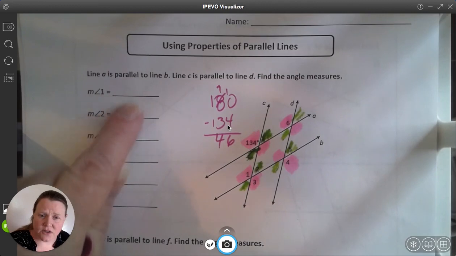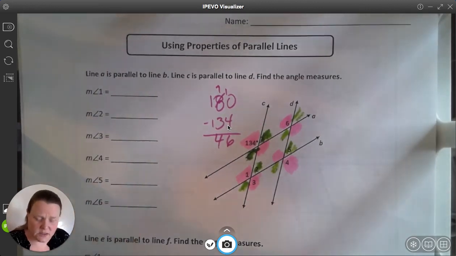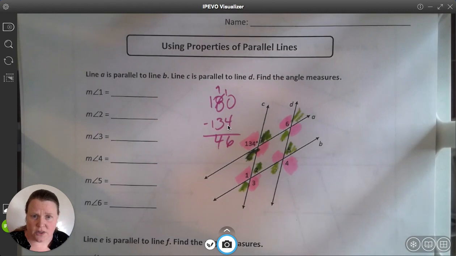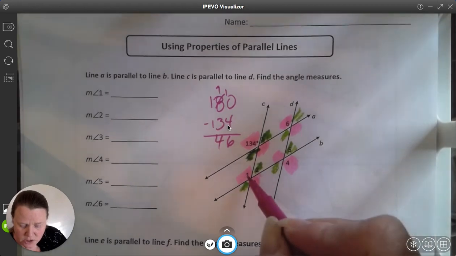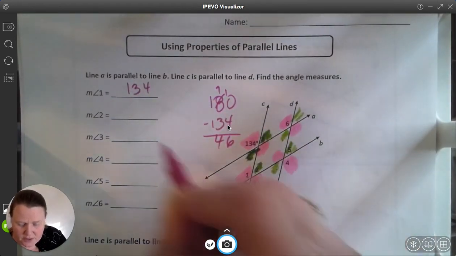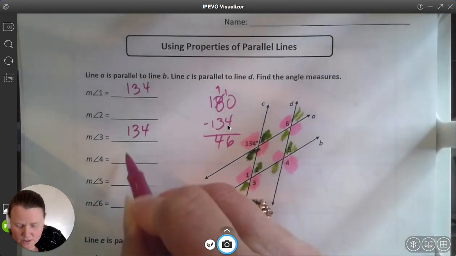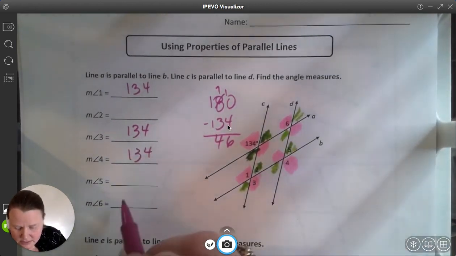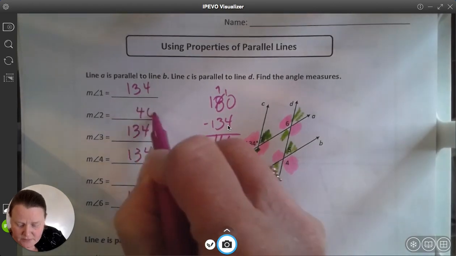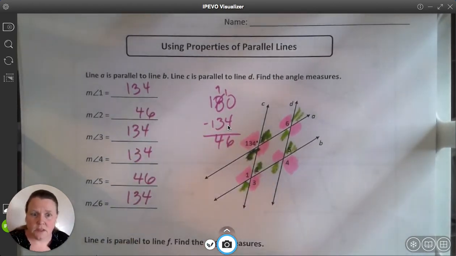So when we come over here to answer in all my answers, we only have two choices. We're going to either choose 46 or we're going to choose 134. And so you're going to use the colors to help you figure that out. All the pink angles are 134, which means angle 1, angle 3, angle 4, angle 6. And all the rest of them then would be 46. So when we use all of our vocabulary words, complementary, supplementary, vertical angles, corresponding parts, alternate interior, alternate exterior, when we put all of those pieces together, it's really just a matter of matching up the parts.